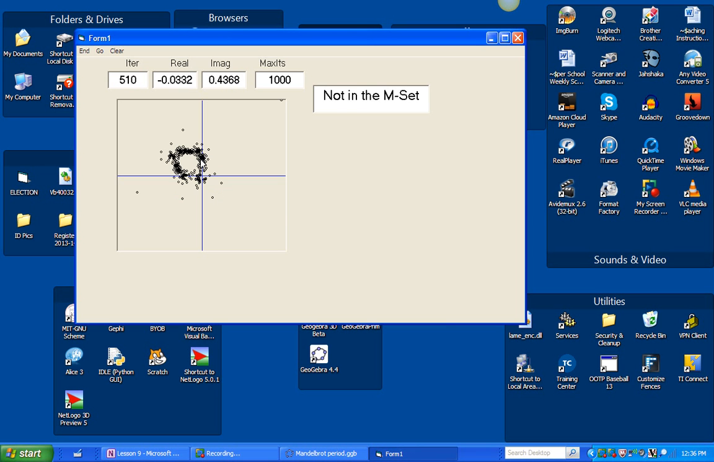14, look at that. It took 510 iterations for it to escape. That's one that we would have thought with the other software was in the set, but it actually isn't because it eventually escapes. Okay, well, let's look at another similar program.